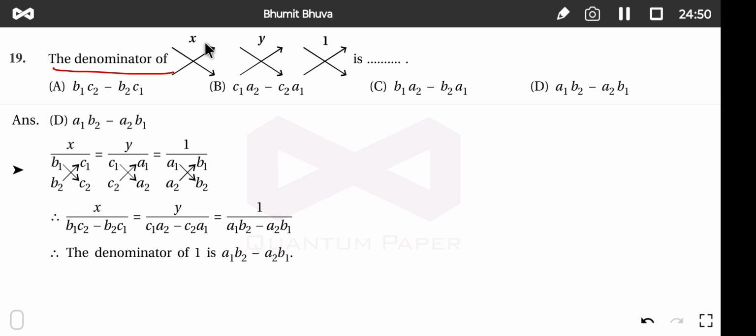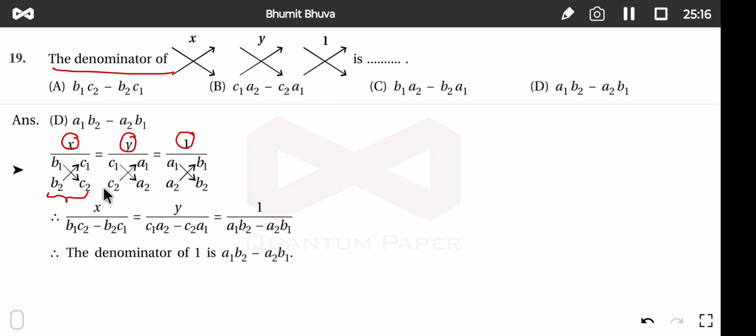The denominator of this x, y and 1. This is a question of cross multiplication. So when we do the cross multiplication, x upon this numbers we have to write down b1, b2, c1, c2, and y upon this c1, c2, a1, a2, and is equal to 1 upon this. So what is the denominator of this x, y and 1? The question is asking for one of the answers.